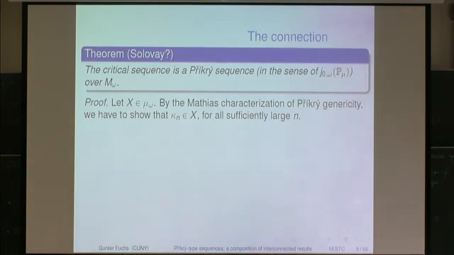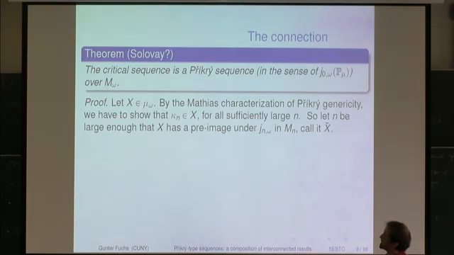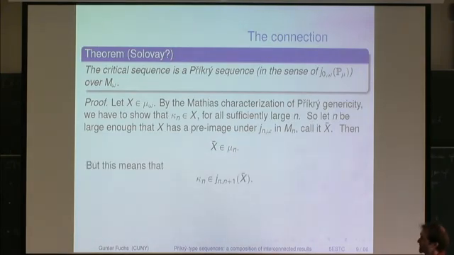So by the Mathias characterization of Prikry genericity, we just have to show that a tail of the critical sequence belongs to any measure 1 set. So if we take x in mu omega, then this x occurs in the direct limit, so it has a pre-image somewhere, right? So let's say it has a pre-image in Mn, and let x bar be the pre-image. Then from that point on, the kappa m's are always going to be in, and the reason is since x was in mu omega, this x bar is going to be in mu sub n, right? And by one of the facts on ultrapowers by normal measures, that means that kappa n is an element of the image one step later.